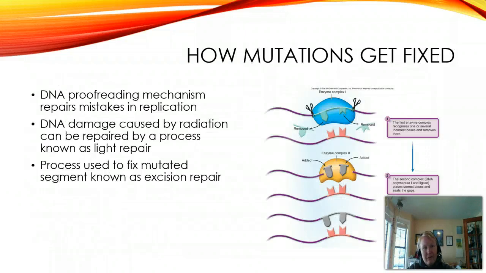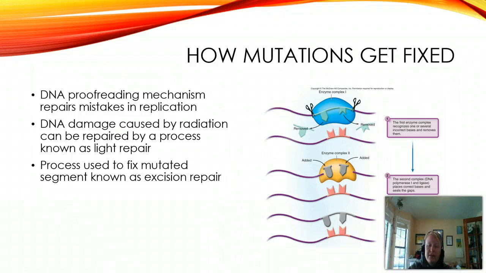So how do mutations get fixed? Mutations can be fixed. We don't talk about them getting fixed because we usually only talk about when they've actually happened and we can see the product of them. But in fact, a lot of mutations get fixed every day in cells. And there are two main mechanisms of doing this. There's a DNA proofreading mechanism that will come along and proofread the genome after polymerase has made a copy of it, to make sure there aren't any mistakes.